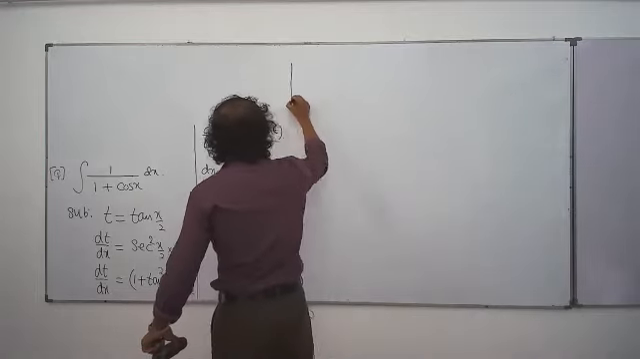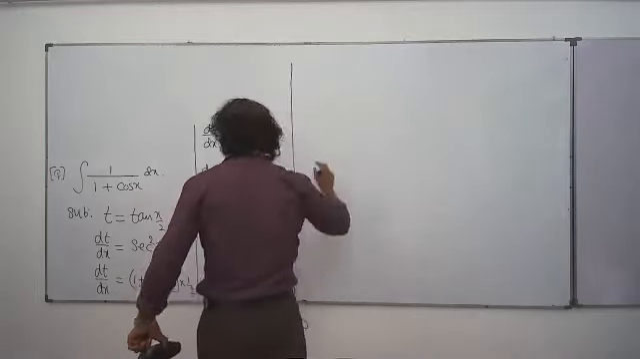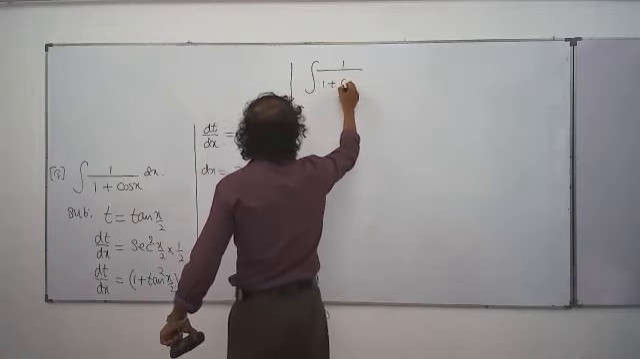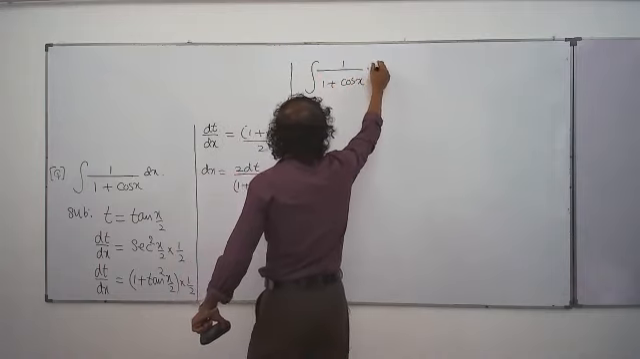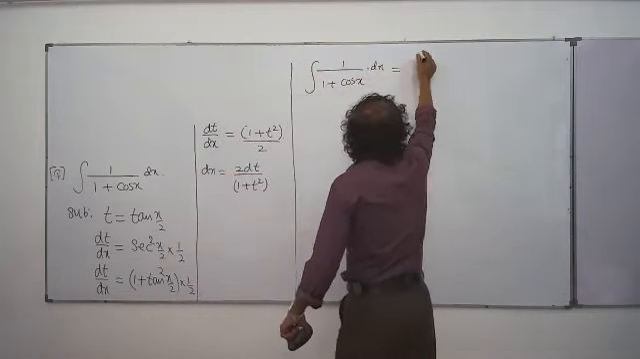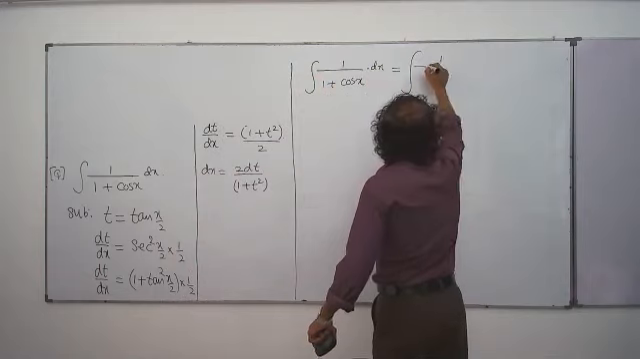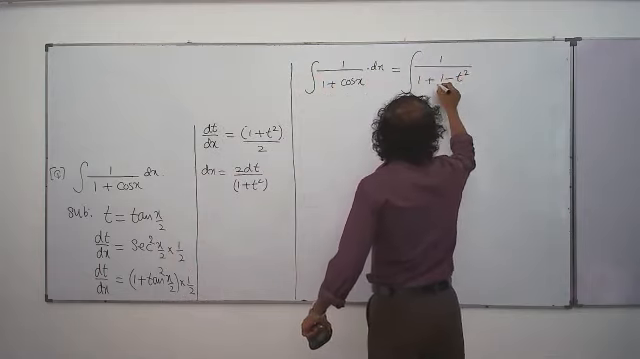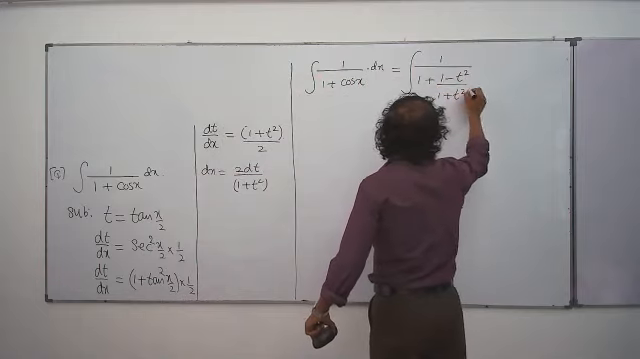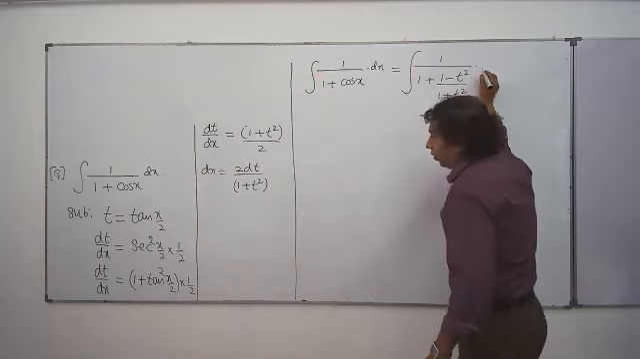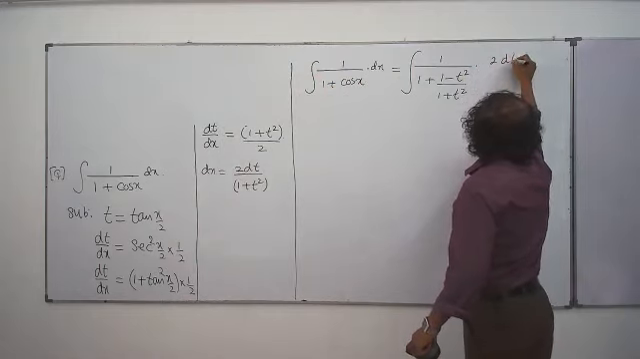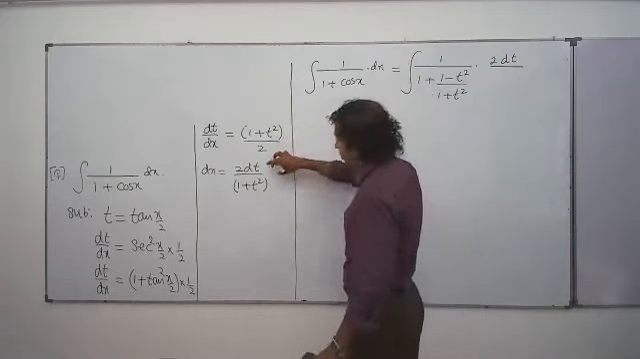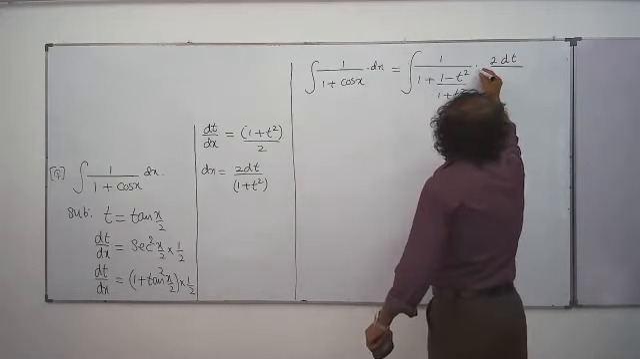Now, this one: integral of 1 upon 1 plus cos x dx. Cos x means, people, 1 minus t squared divided by 1 plus t squared. And dx is 2 dt divided by 1 plus t squared.